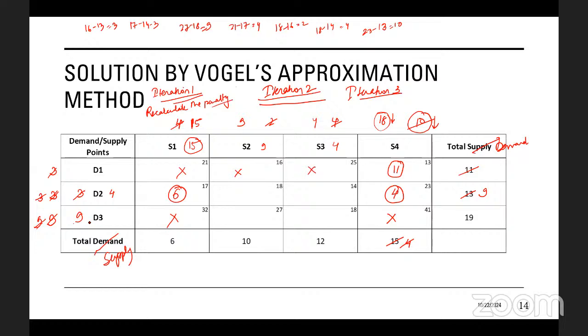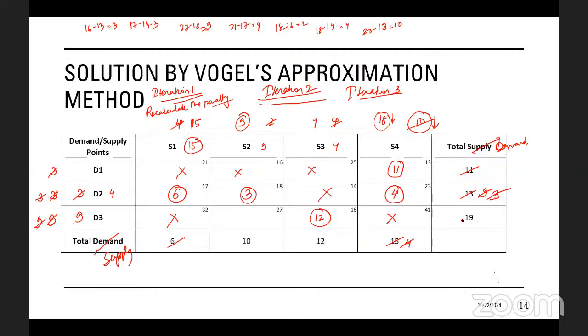So now we have to make an allocation for 9. We have D3 and we have S2, so in any one we can make it. One more thing here: this 3 becomes 3, and this is striked out. So now we'll allocate 3 over here and strike this out. Now only these two are left, so whatever allocation will happen, happens here only. Here we will allocate 12.